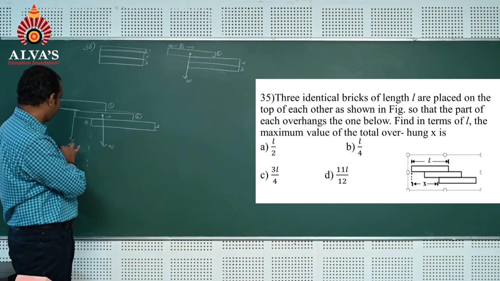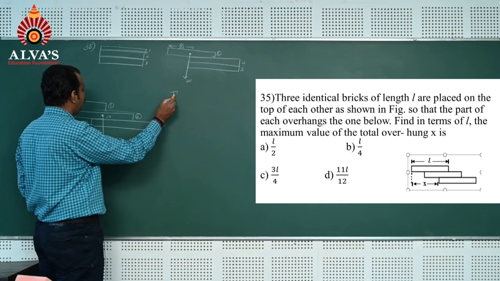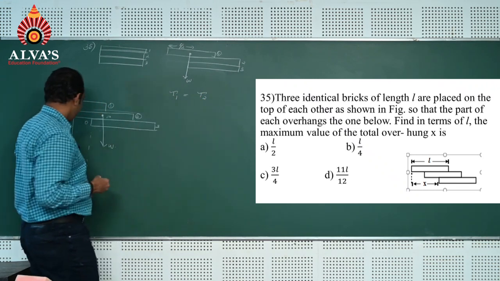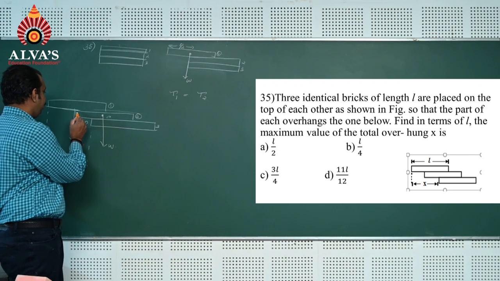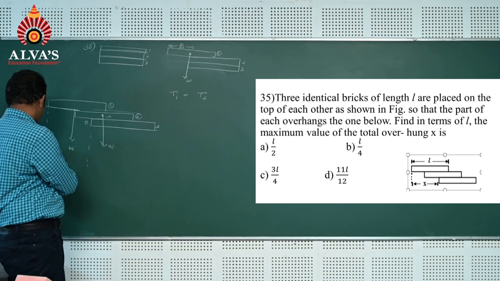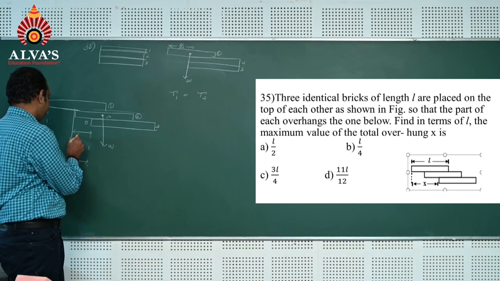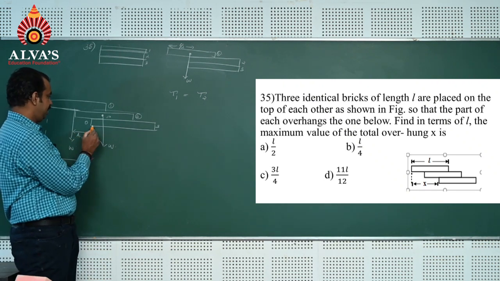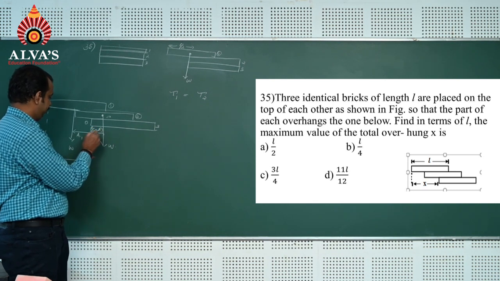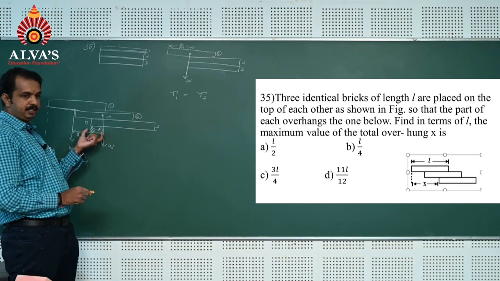Say it is in balance now. When this is in balance, this is the torque due to the first brick. Torque tau 1 is equal to torque tau 2. Then this length is L by 2. This distance I would like to take as x1. This distance is x1. This distance is L by 2 minus x1.